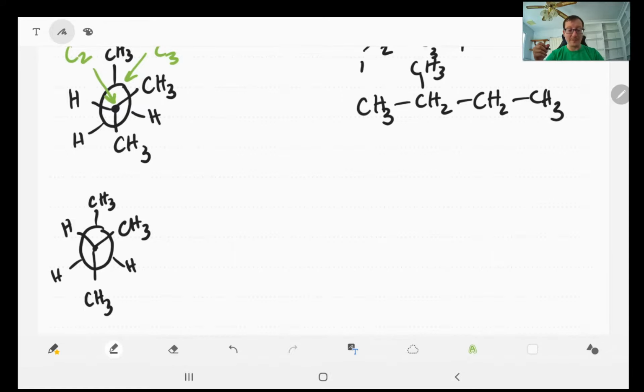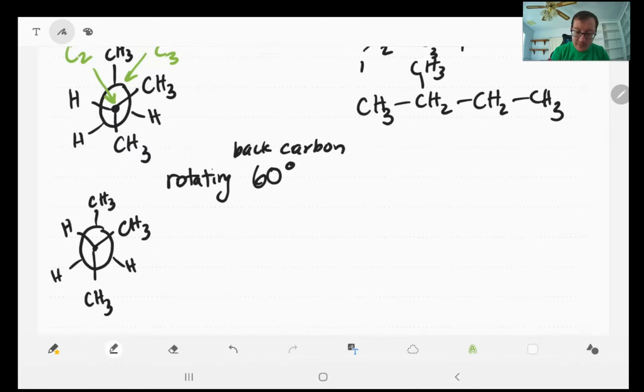You'll see on the practice exam, some of them say rotate the back one 120 degrees clockwise, whatever. So I'm letting you choose here because we're going to get all the angles. So we're going to be rotating the back carbon 60 degrees clockwise each time. So we're going to be taking that carbon and rotating it, so everything on that back carbon is going to be rotated as we go along.